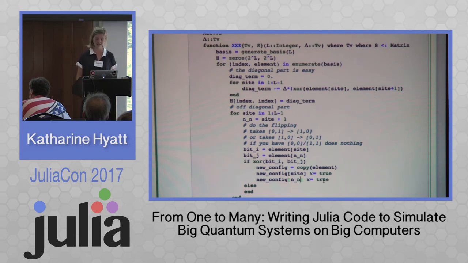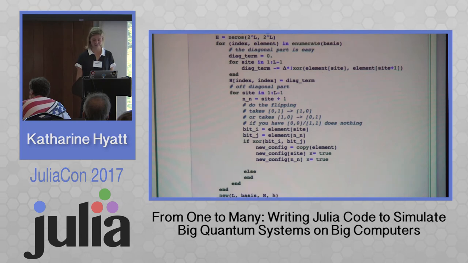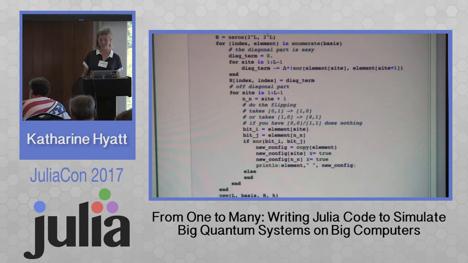So if you want to, you can actually see what this looks like. You can print the element and the new configuration. I'm just going to put a space in here, because otherwise there won't be a space. And you can see that we'll have flipped two spins, but only in the case where they're anti-aligned.